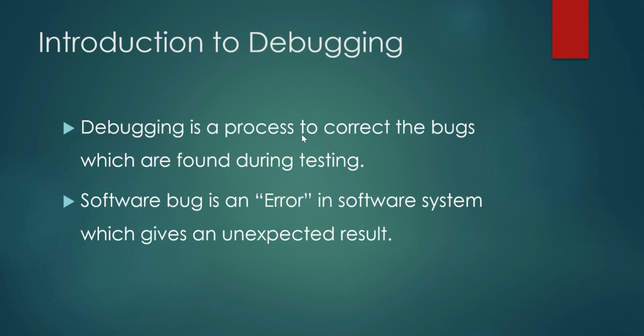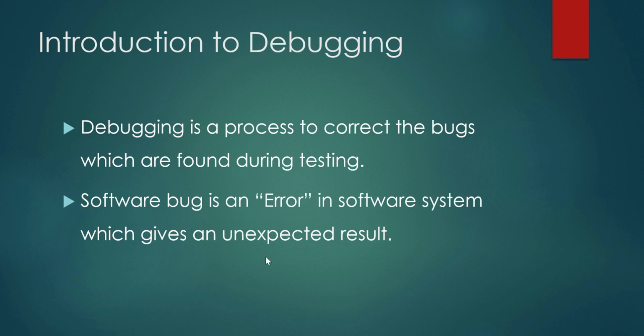Debugging is a process to correct the bugs which are found during testing. Now, what is a bug? A bug is an error in a software system which gives an unexpected result. Okay, so debugging is helpful when you are trying to find out what is causing this unexpected result.